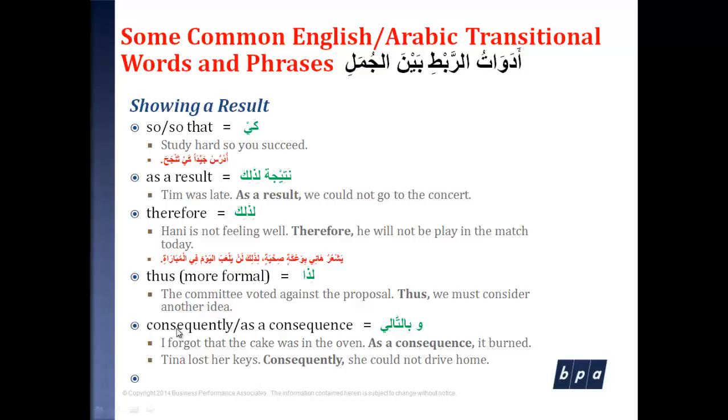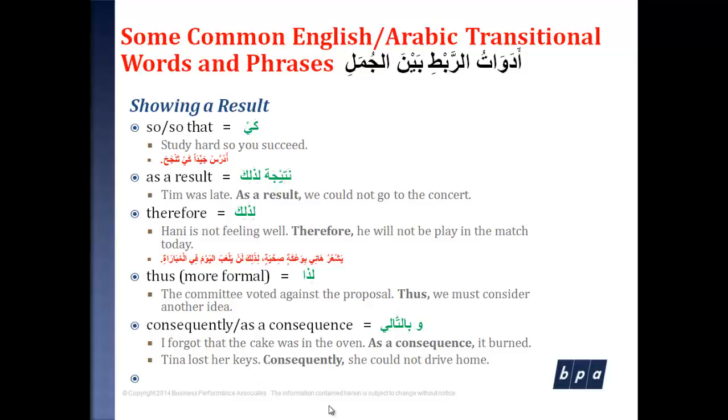Here's another phrase, consequently, as a consequence. وبالتالي. Wa is and. بالتالي. Bi is like in, as we discussed in prepositions. And the التالي is basically in Arabic next. وبالتالي, and in next to that, or as a consequence.